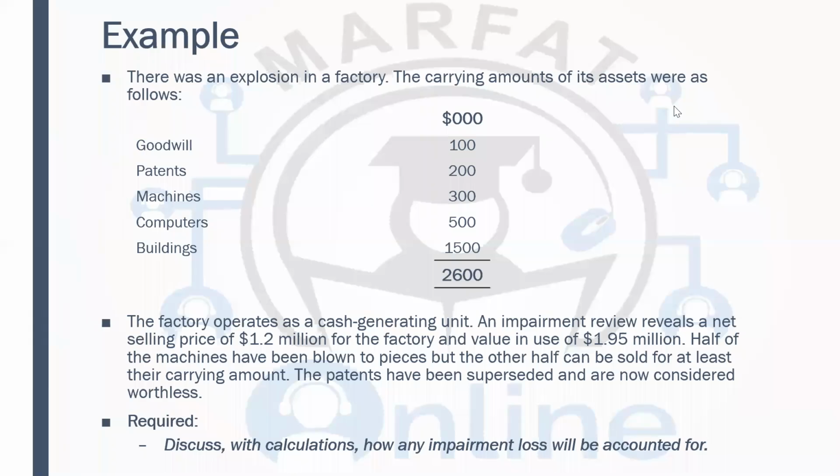Okay, so we have another example. There was an explosion in a factory and the carrying amounts of its asset were as follows. Okay, the total carrying amount is 2,600. And we know we have to compare it with the recoverable amount. Okay, so the carrying value is $2,600,000. And then we have to compare it with the recoverable amount, which is higher of value in use and fair value less cost to sell.